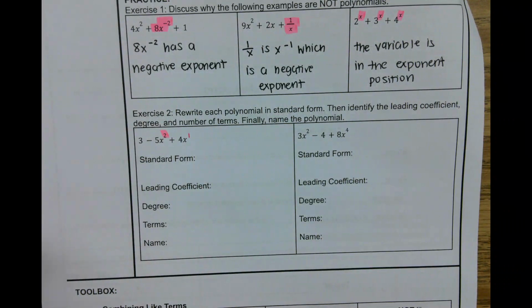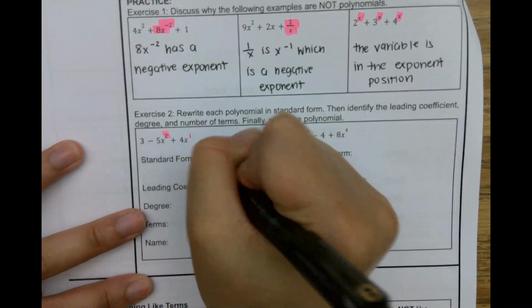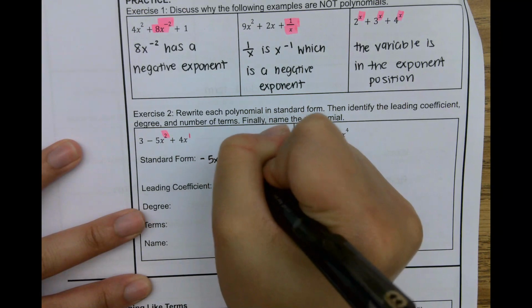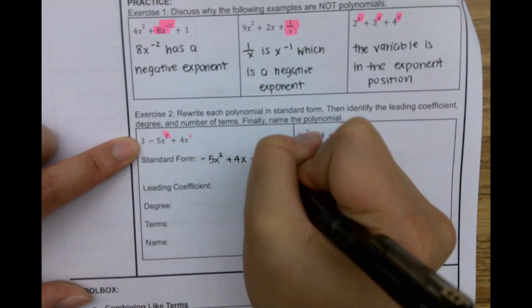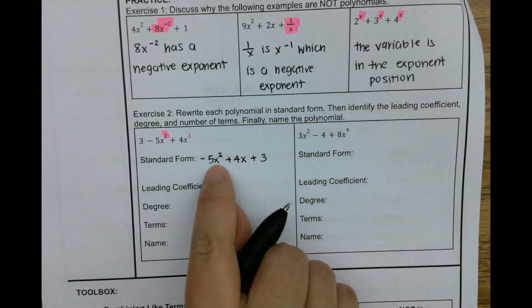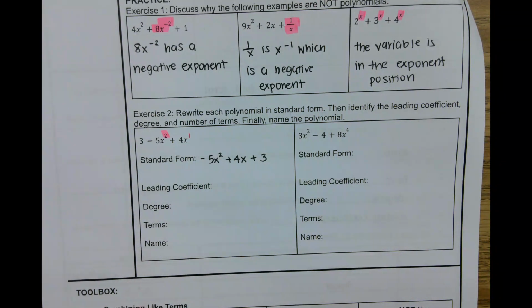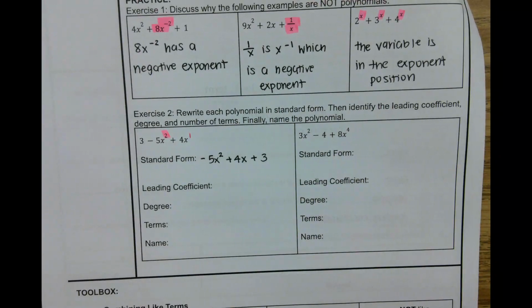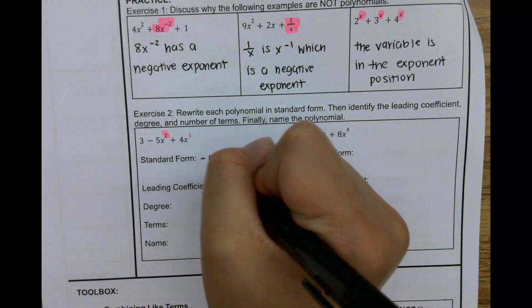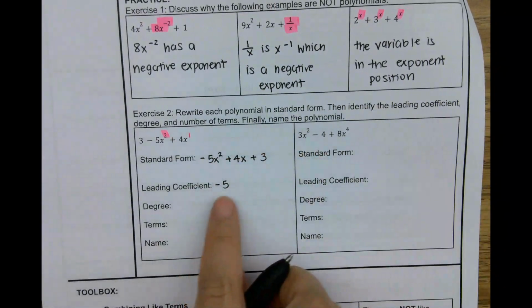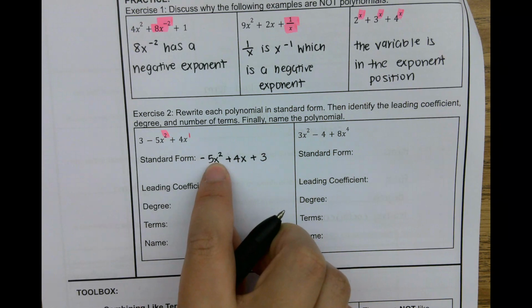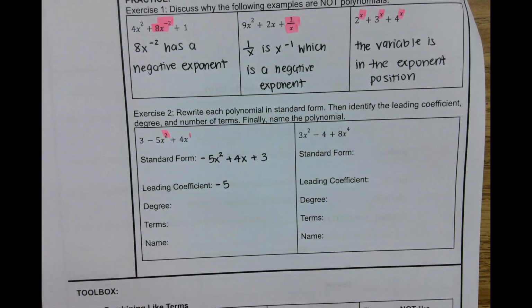So in standard form, this would be negative 5x squared plus 4x to the first power, and then a positive 3. So it's x to the second, x to the first, and then no x. My leading coefficient relates to my leading term here. My leading coefficient is negative 5. It is the number in front of whatever x to the highest power is. The degree is the exponent of your highest one.